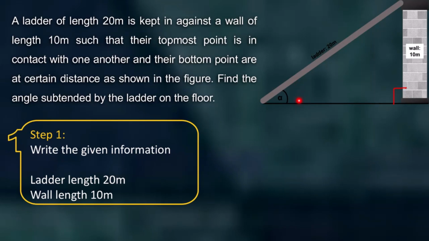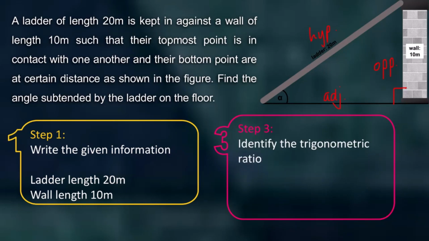Kung ito po ang ating reference angle, yung floor po natin will be the adjacent side. And then, the wall will be the opposite side. And the ladder will be our hypotenuse. Since naisa-isa na po natin, step number 3 na po tayo. Okay, identify the trigonometric ratio.